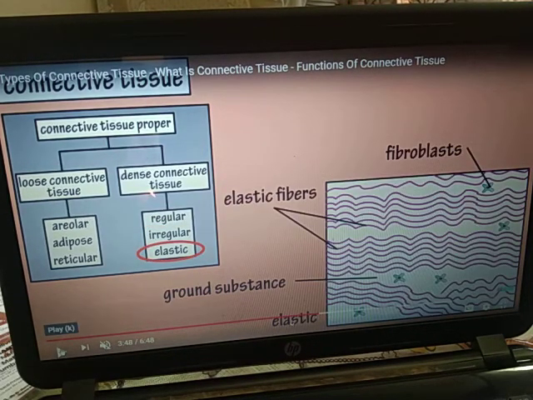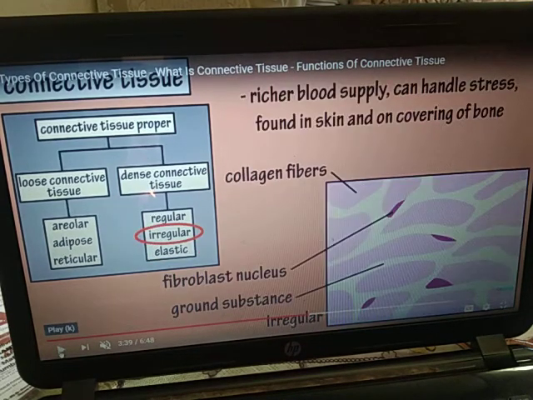So in irregular tissue we have collagen fibers. In collagen fiber there is presence of the fibroblast nucleus, and there is ground substance, and there is rich supply of the blood, and it can handle the stress, and it is found in the skin and on the covering of the bones. So it is dense irregular connective tissue.